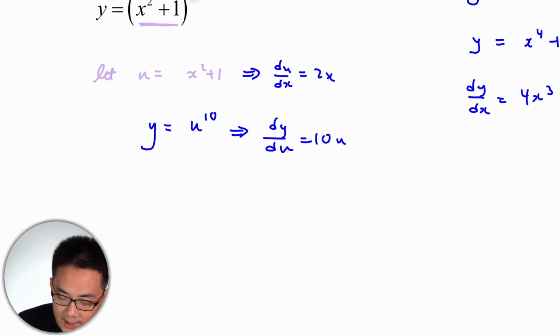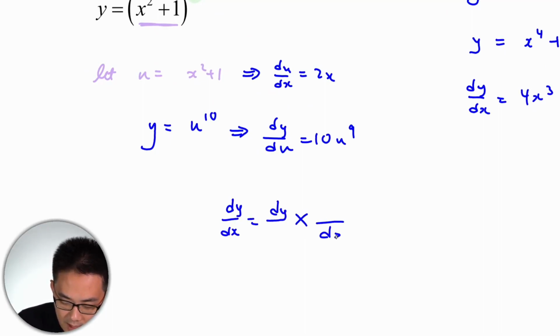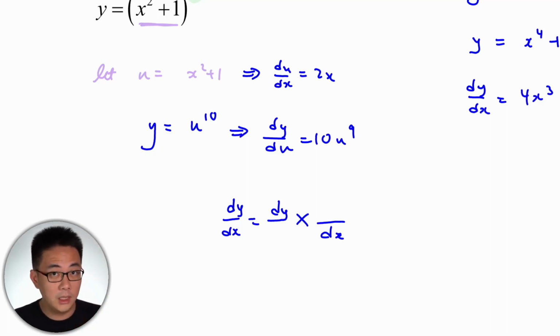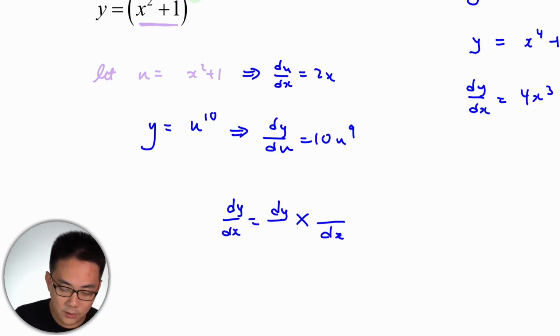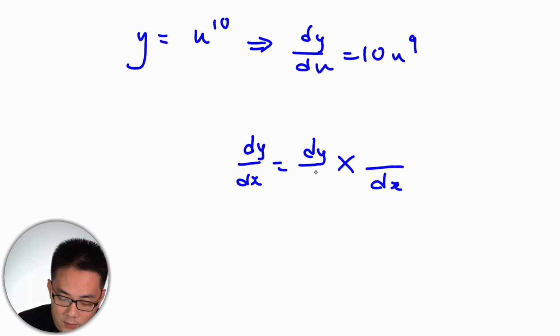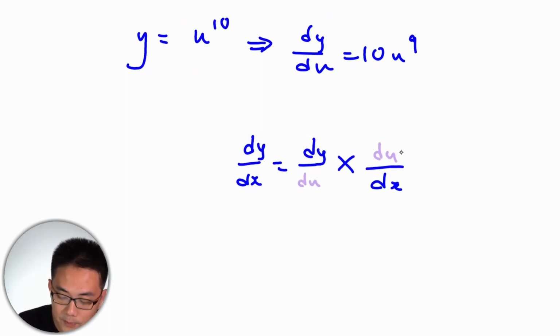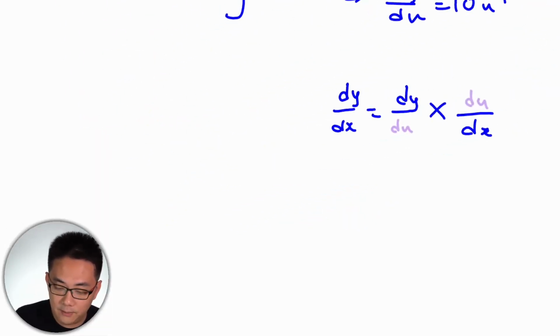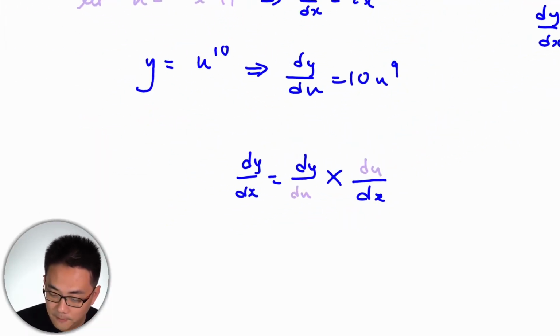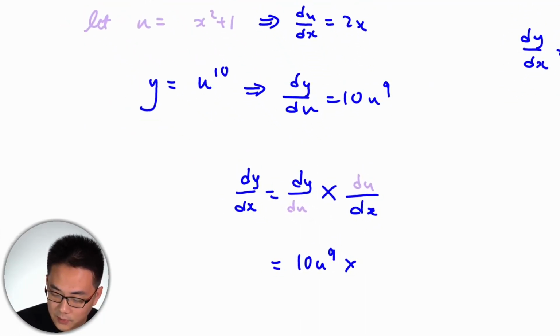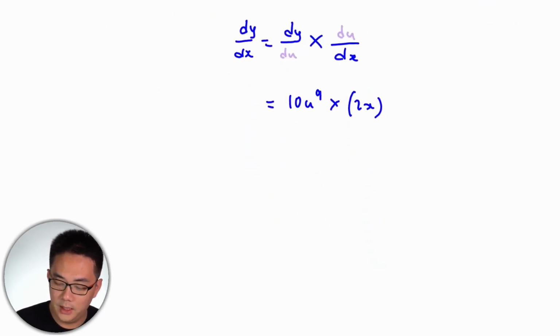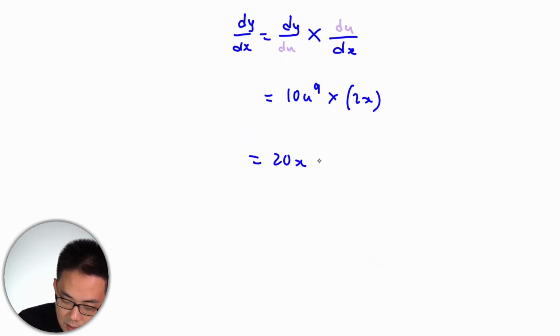Once you get that ready, you can put dy/dx equals dy/du times du/dx. I like to write it in this way because it shows you how things work. So dy/du is 10u to the power 9, times du/dx, which is 2x. So this will be 20x u to the power 9.